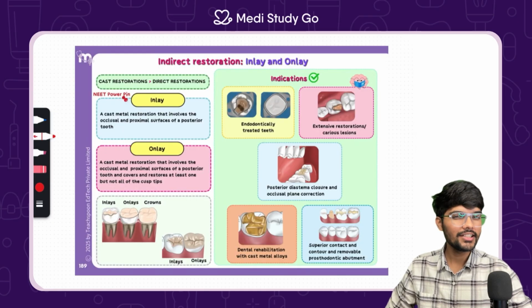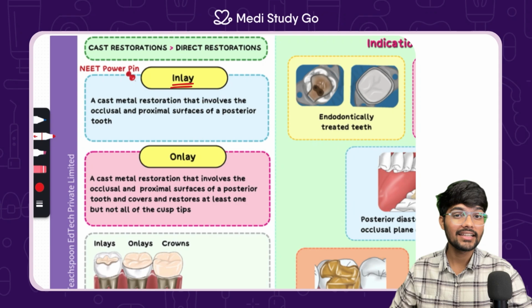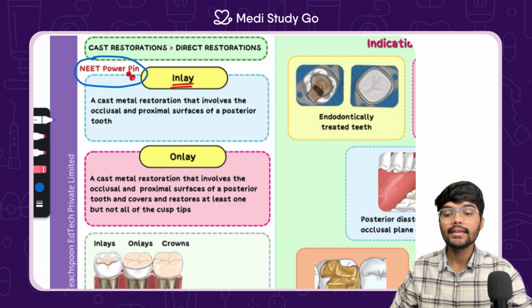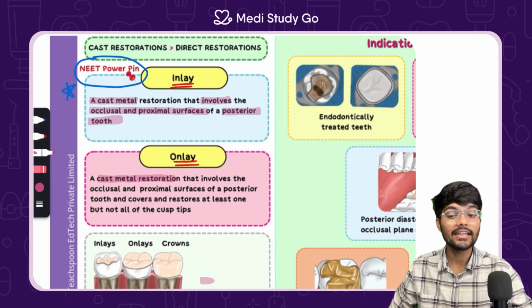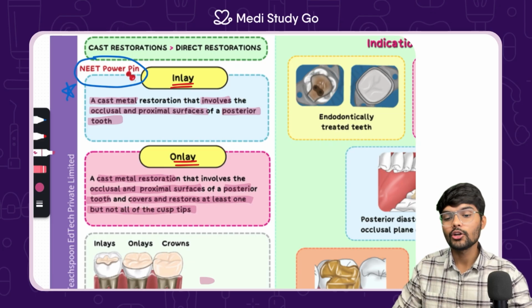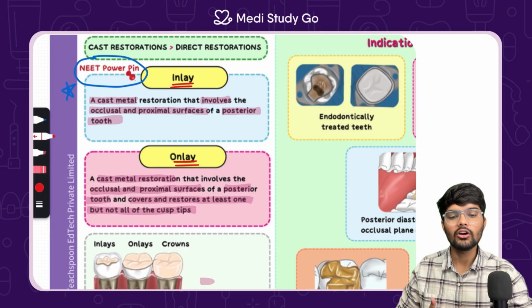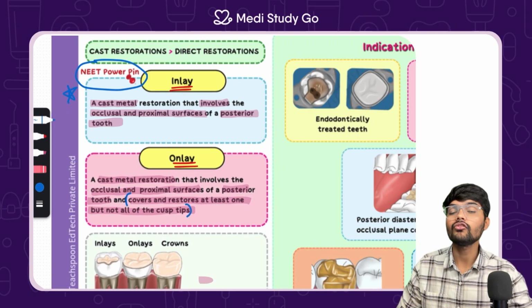Let us go through the official definitions of inlays and onlays, which are very important for exams and also NEET. An inlay is a cast metal restoration that involves the occlusal and proximal surfaces of a posterior tooth. Simple, right? Whereas an onlay is also a cast metal restoration that involves the occlusal and proximal surfaces of a posterior tooth and covers and restores at least one, but not all the cusp tips. If all the cusp tips are involved, that's a different kind of restoration. The last line is basically the highlight of onlays.